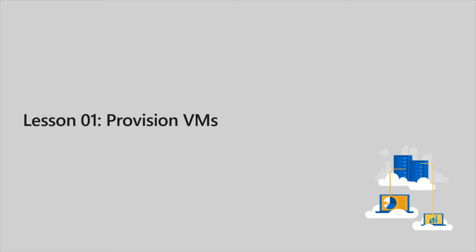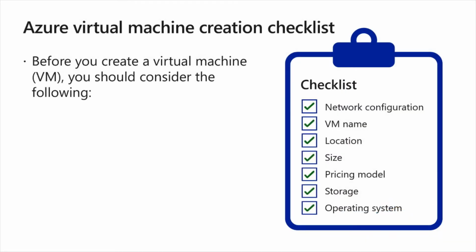So we will have configure Azure disk encryption for virtual machines. So the first lesson, provision virtual machines. I think you already know what a virtual machine is. To create a virtual machine, you need a checklist, whether you are creating it using the Azure Portal, Azure PowerShell, Azure CLI, or whatever. You need to have this checklist done. You need to have the network configuration, a virtual machine name, location, size, pricing model, storage, and operating system. We will talk about them in brief in the next few slides, but you need to make sure of these things.